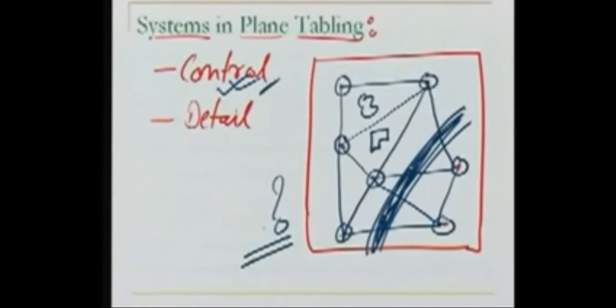The first method of detailing is by radiation. Now in this radiation, let us say there is some object, a building, and these are the four corners of the object, A, B, C, and D, and we want to plot the outline of this building. Of course, there are more corners, and we can locate those also.